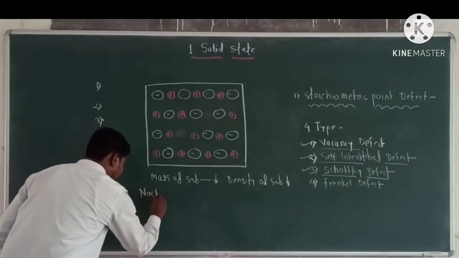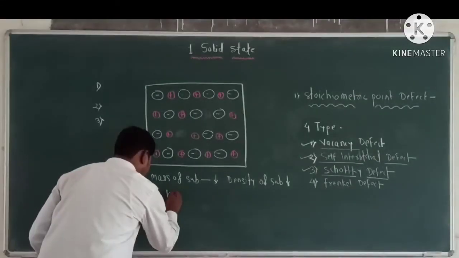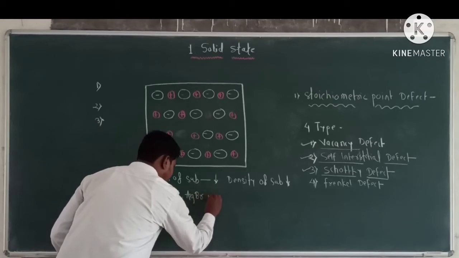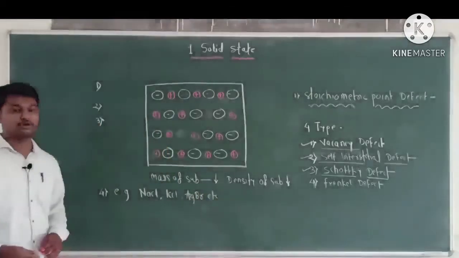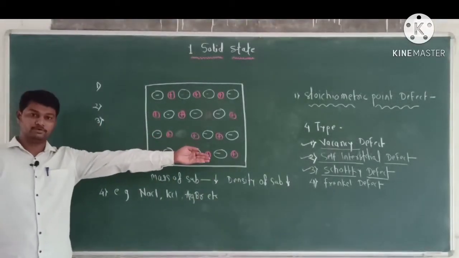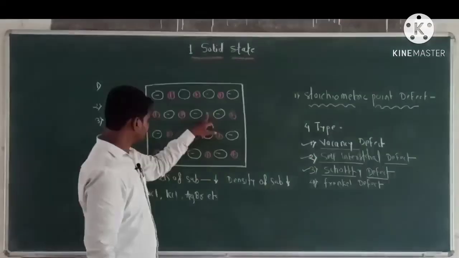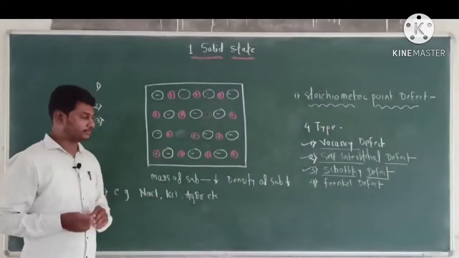sodium chloride, KCl and silver bromide, etc. These are the examples of Schottky defect. Okay. Now in a Schottky defect equal numbers of cations and anions are absent.